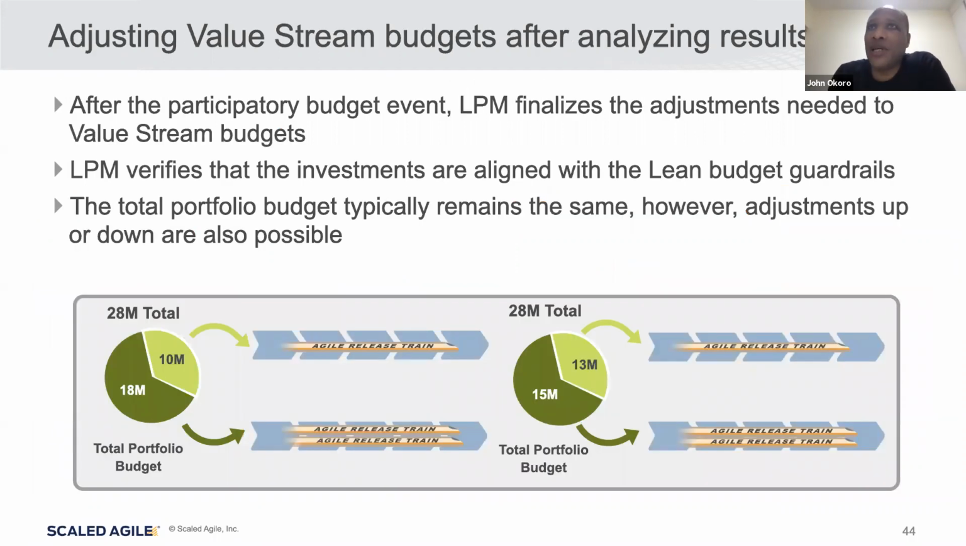And we can see after the budgeting event, right? You can see we had 28 million total and we made some adjustments. We had 10 million going to one release train, another 18 million going to another one. And then we allocated a little more to the first release train and a little less to the second. So you make some adjustments as you go. And that can happen, like you said, quarterly. PI is basically aligned to a quarter, which is why I think that's a pretty good period to use for this.